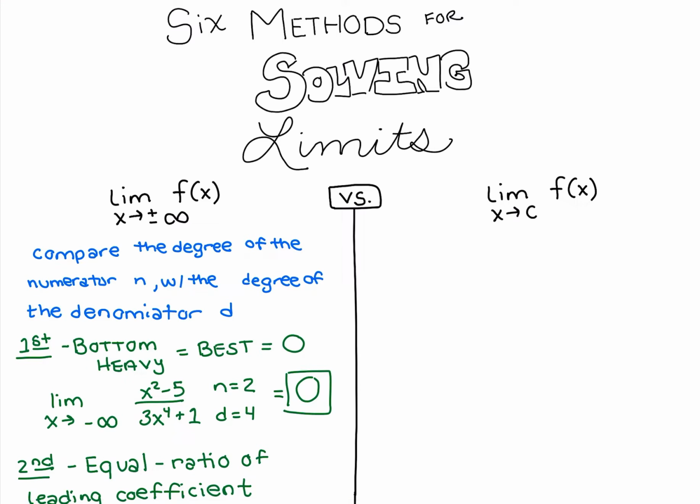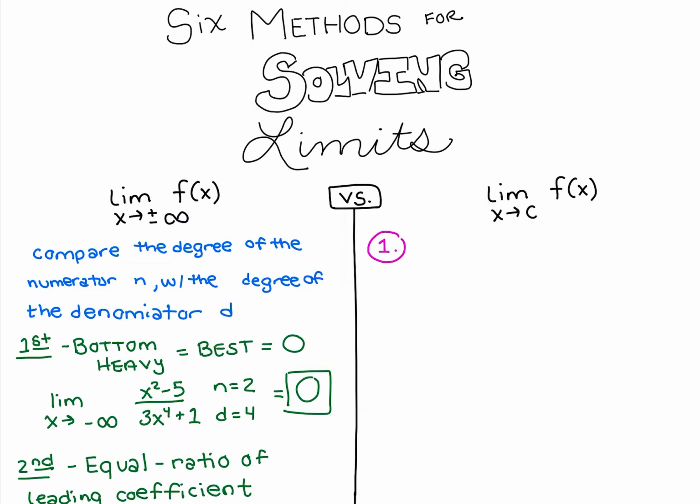In the last video, we went over the first 3 of 6 methods for solving limits. We covered all of the limit at infinity rules. This video, we're going to focus on if x is going to a number. So instead of x going to infinity, x is going to go to some constant c. And that's going to completely change how we approach the problem.